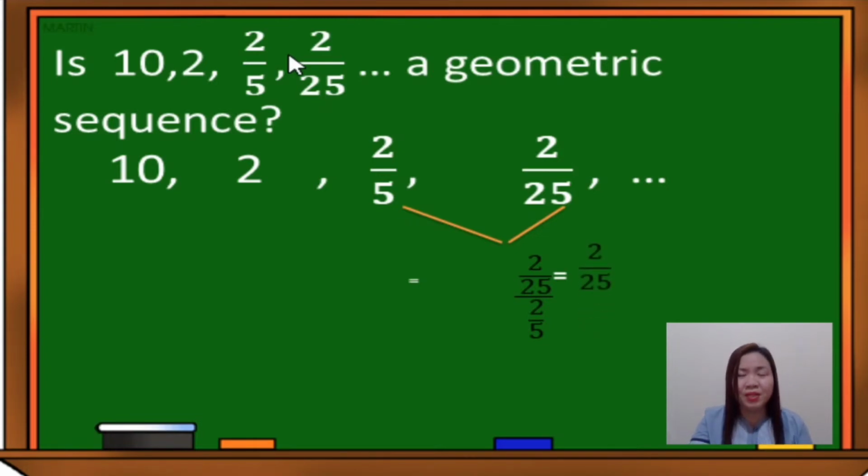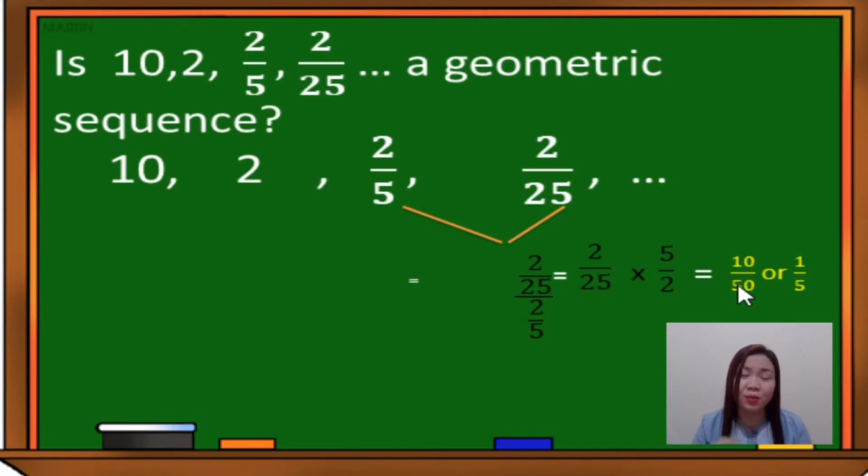What we are going to do first is copy the numerator 2 over 25 and multiply that by our denominator, which is 2 over 5. But this time, you are going to get the reciprocal of the denominator. The reciprocal of 2 over 5 is 5 over 2. Then we proceed to multiplication. 2 times 5 is 10, and 25 times 2 is 50.